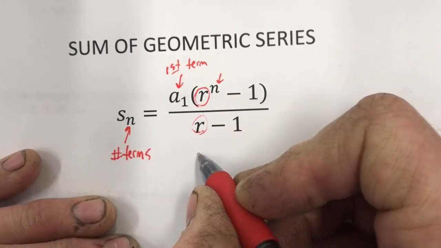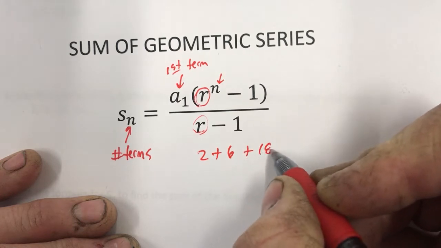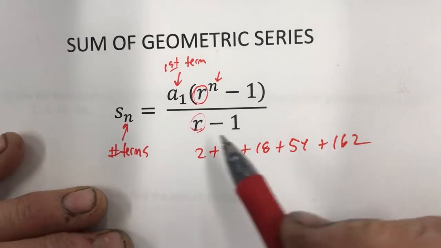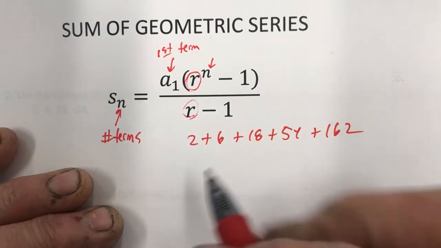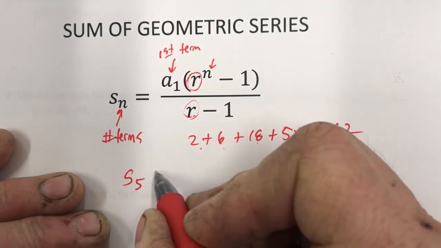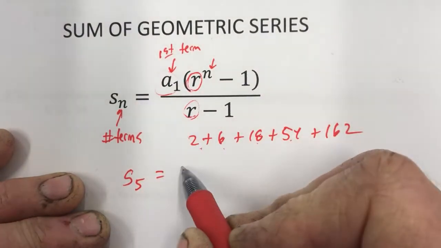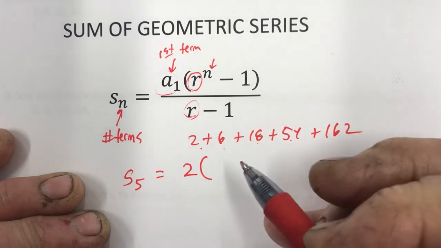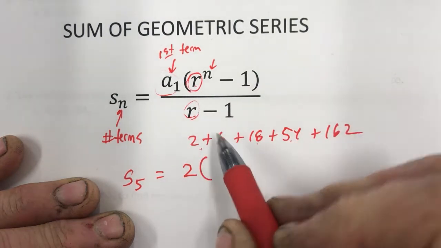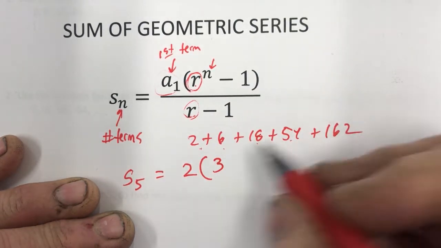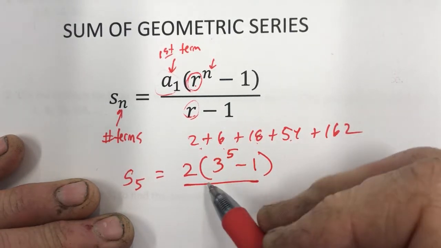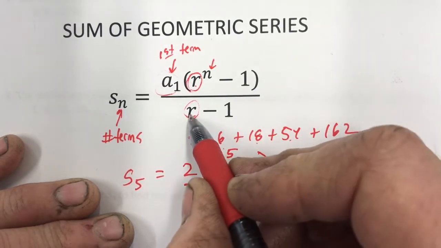It's 2 plus 6 plus 18 plus 54 plus 162. Okay, so if I use the formula to do this, I want to find the sum of these 1, 2, 3, 4, 5 terms. It's going to be the first term, which is 2, times my ratio, which goes up 3 each time, so 3 to the 5 power minus 1, and it's divided by 3 again, minus 1.